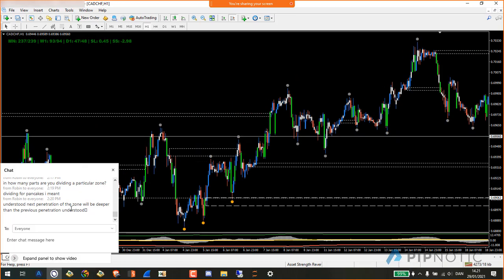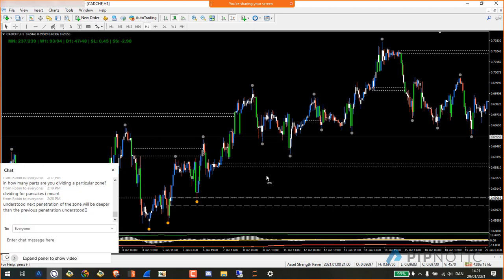Okay, understood. Next penetration of the zone will be deeper than the previous. Yes, exactly. So that's typically what you'll see, and you'll see it all the time like that.